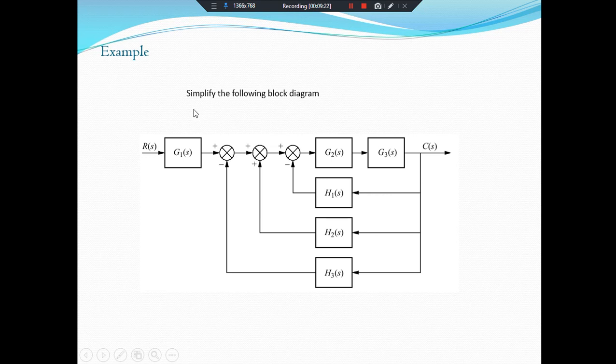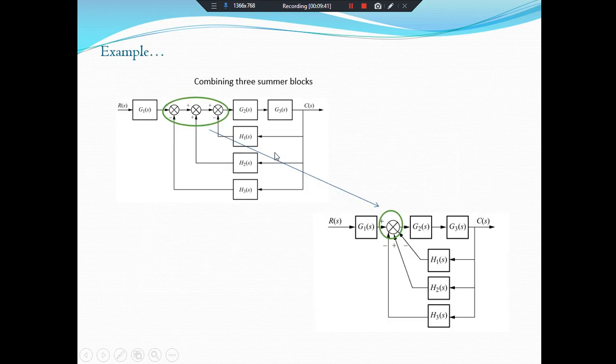So here is the example, simplify the block diagram. Now we have to simplify this block diagram into a single transfer function, and it's very simple. As you can see, these summing junctions are in series, and there is no subsystem between these summing junctions. So we can replace these three summing junctions by a single summing junction. And remember, we will not change the sign of the feedback: this is negative feedback, this is positive feedback, and this is again negative feedback.